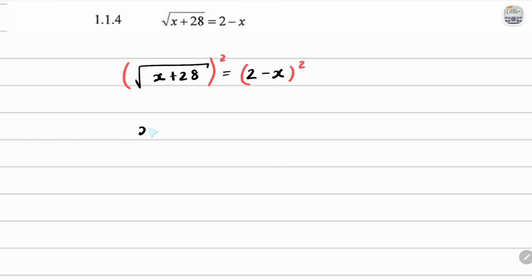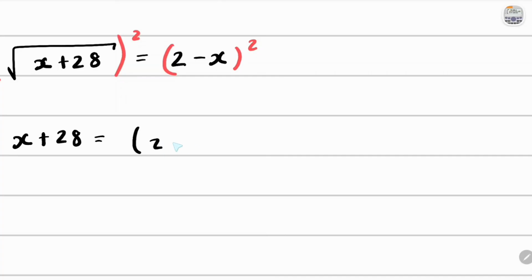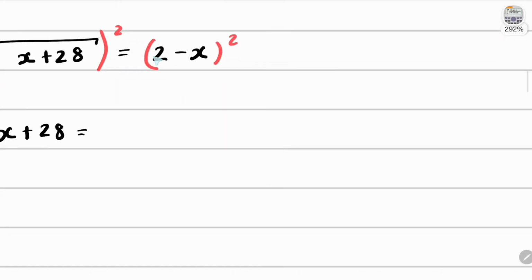So that breaks open the radical, and we have x plus 28 is equal to, and we need to distribute here. You can decide to do this as 2 minus x times 2 minus x, but that can take a while. So we can use this method. We square the first term, and that gives us positive 4. Square the last term, negative x all squared gives you positive x squared. And then first term times second term, that would give us negative 2x. And then we multiply that by 2, so that gives us negative 4x.